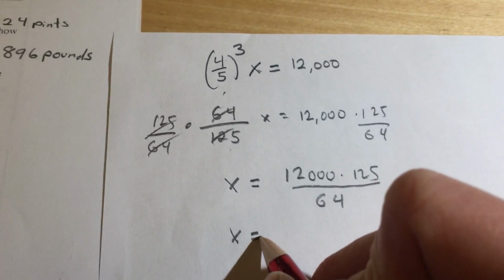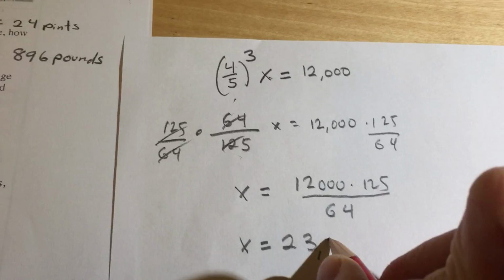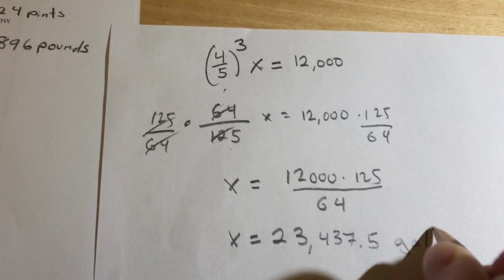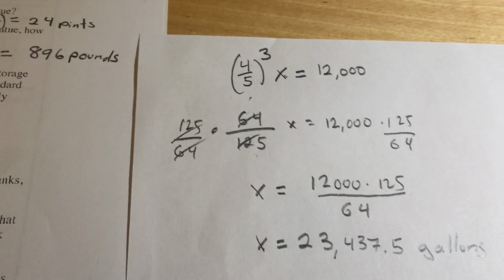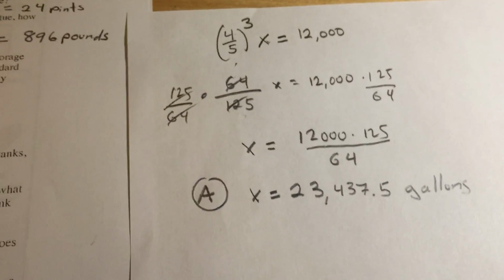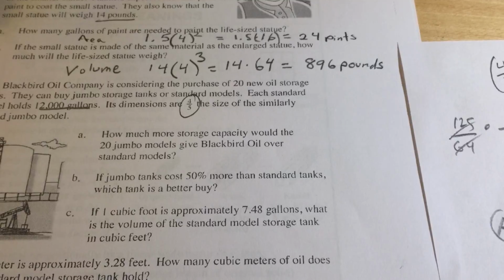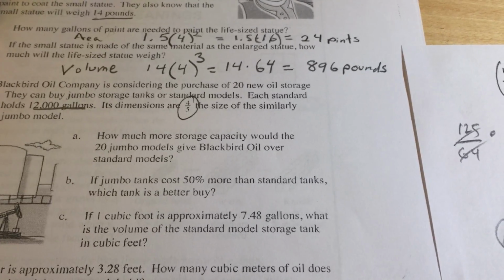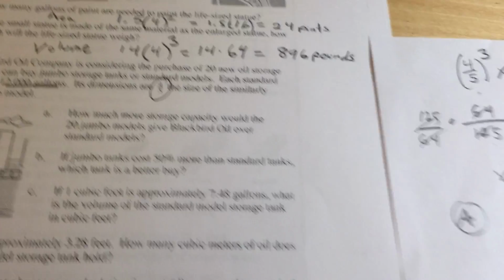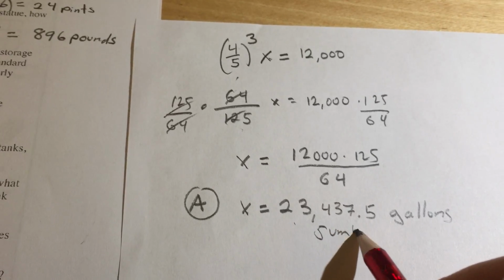And hopefully what you got was 23,437.5 gallons. So that is so far part A. So if I go back to the question, how much more storage capacity would the jumbo models give over the standard? So now I've got to figure out how much more. So we're actually not done solving this question. So I'm going to go back to this. So this is for the jumbo. So that way I know.